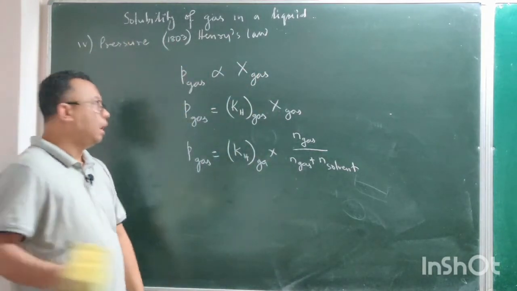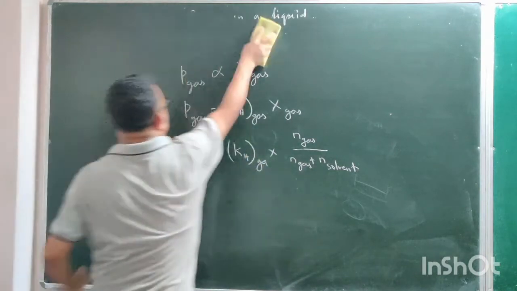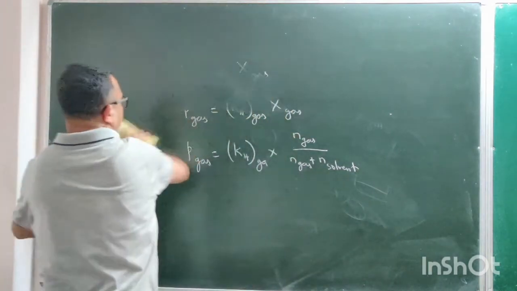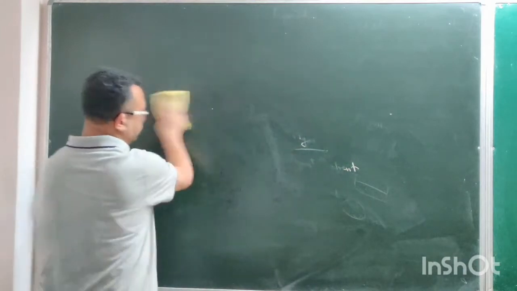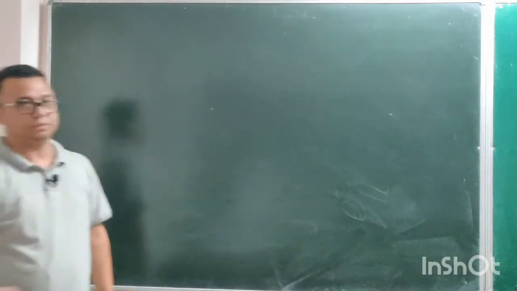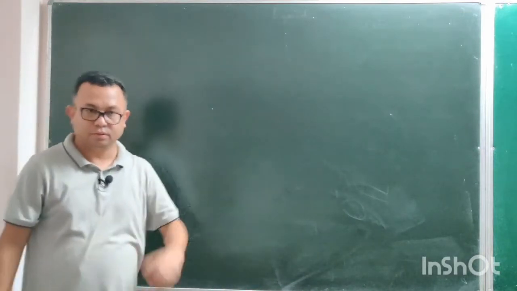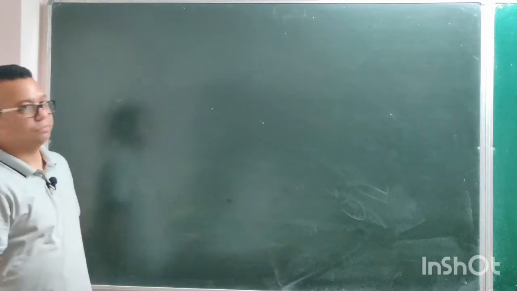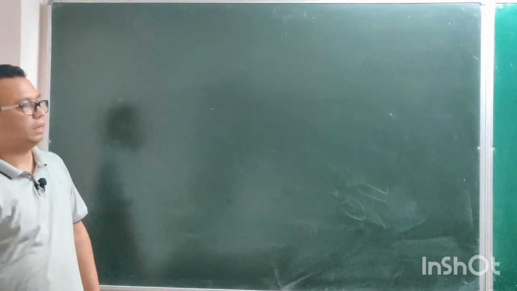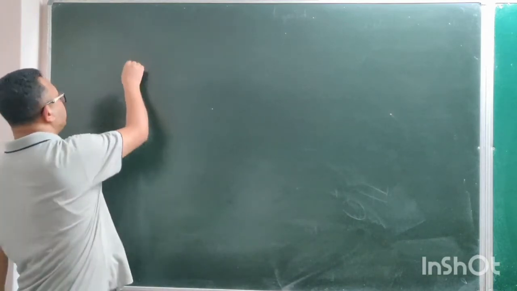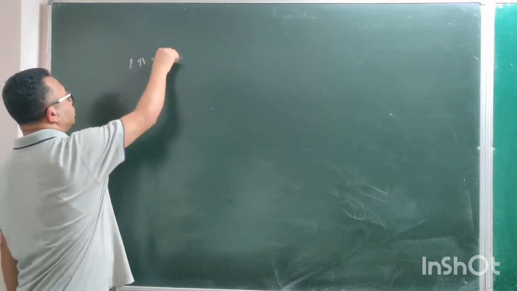Now how do we explain the solubility of a gas in a liquid with respect to increased pressure? I am still on the fourth factor, so that is going further with respect to Henry's law. Henry's law says that if you increase the pressure, then the solubility of gas also will increase.